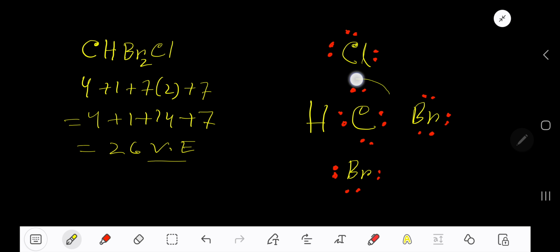Now check for the octet of the central atom. Carbon is the central atom because it is least electronegative, plus it has the highest capacity of making 4 bonds, plus hydrogen is always considered the outer atom.